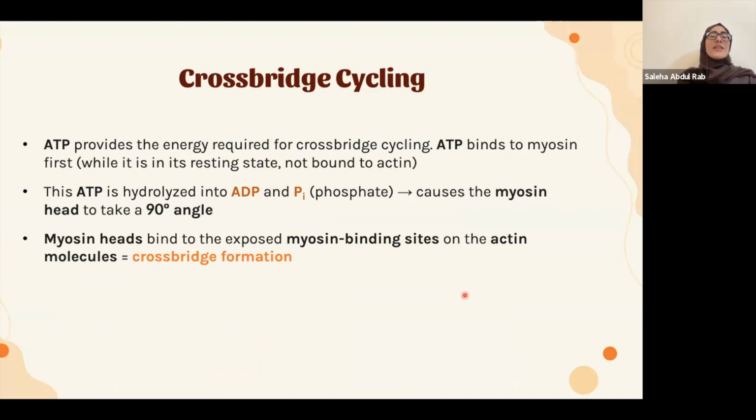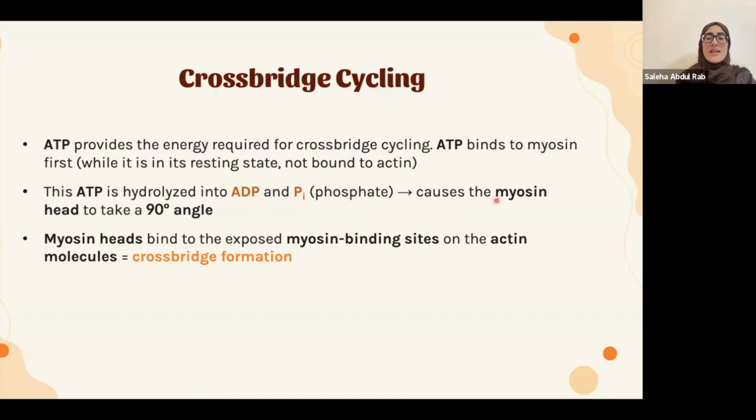ATP provides the energy that is required for cross-bridge cycling. The ATP binds to the myosin first while the myosin is in its resting state. I'll show you a diagram for this in just a minute. So while the myosin is in its resting state and not bound to actin, ATP comes and binds to the myosin. This ATP is then hydrolyzed at the ATP hydrolysis site on the myosin head, and it forms ADP and one molecule of phosphate.